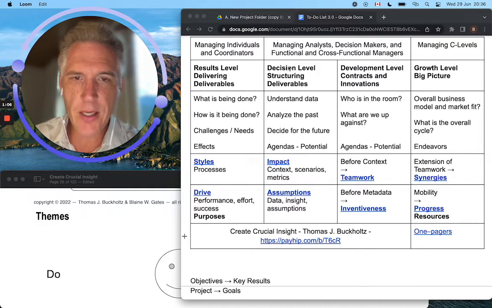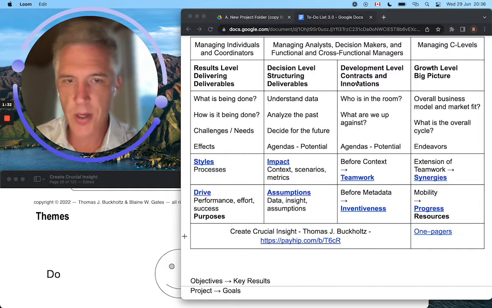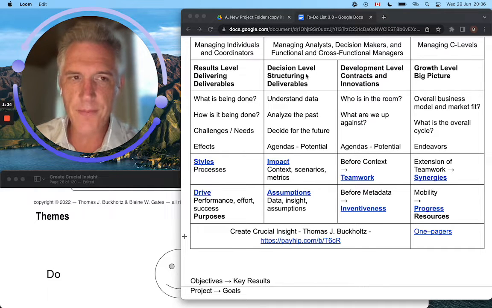Now, specifically in the decision-making process, we have to understand data, we have to analyze the past, and then we have to make decisions about and for the future. So we have a couple of checklists that help us to think about those things. Now, today I wanted just to do a little basic, let's start from the top, and then pull the decision-making process down to a decision-making level.